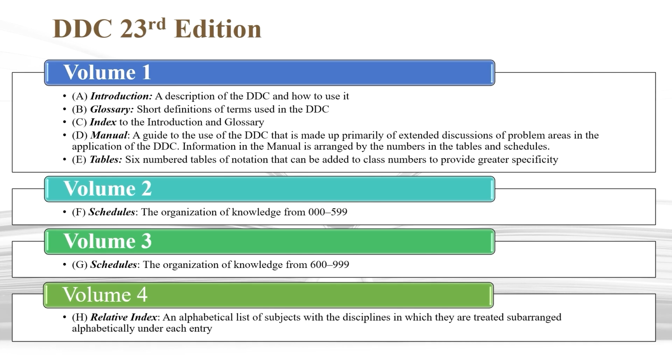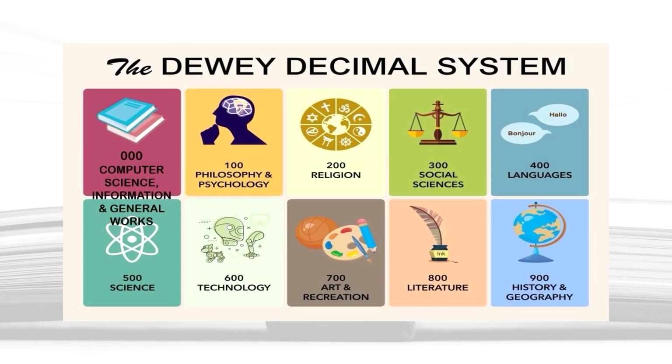In volumes 2 and 3 there are the main classes from 000 to 999, and volume 4 is dedicated to the relative index of the different concepts or classes that have been enumerated in the Dewey Decimal Classification. Melville Dewey has subdivided the entire domain of knowledge into 10 main classes, that is 000, 100, 200 to 900. You have already learned about that.